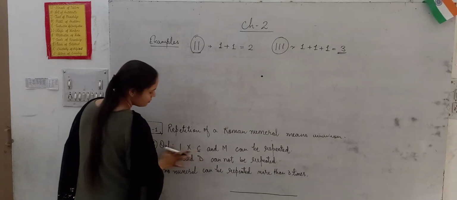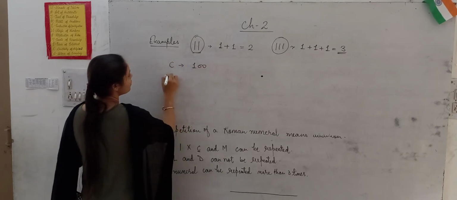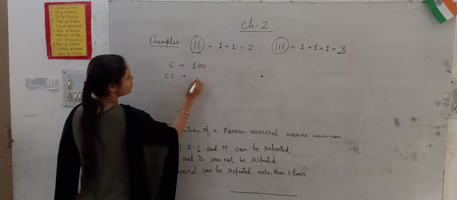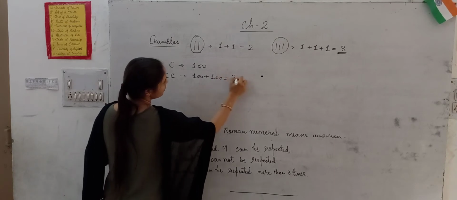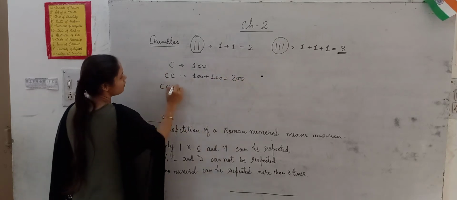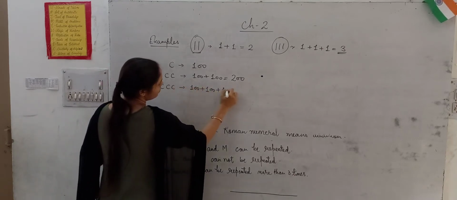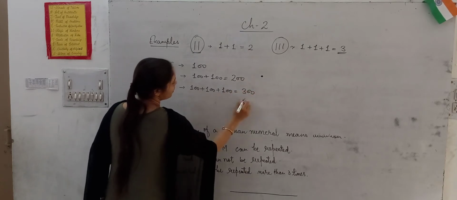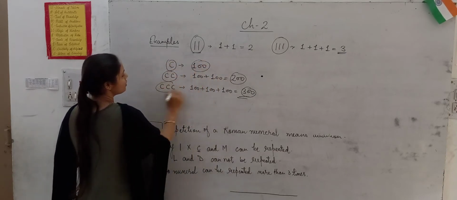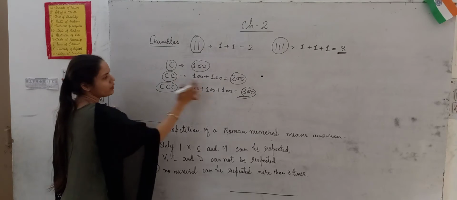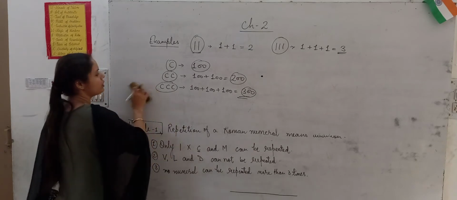Now for C. C represents 100. In Romans we write 2 times C, means 100 plus 100 equals 200, and C 3 times means 100 plus 100 plus 100 makes 300. These are Hindu Arabic numerals, clear, and these are Roman numerals. C for 100, double C for 200 and triple C for 300. Now same with the M.